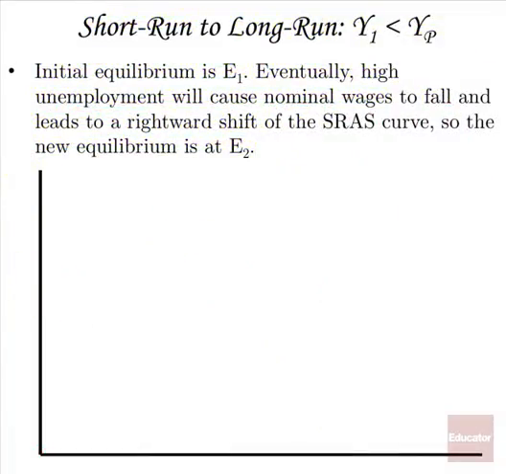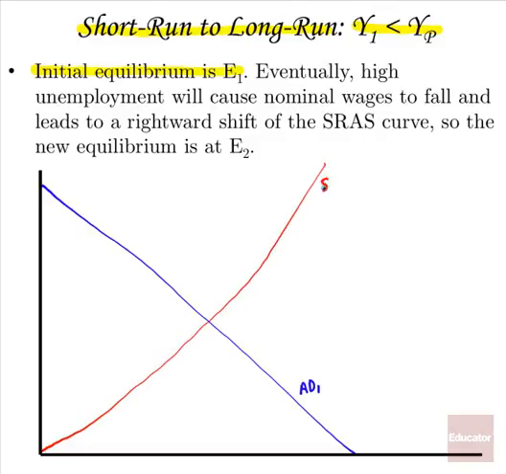Now, short run to long run. Let's look at the opposite scenario here, where Y1 is less than YP. So let's say the initial equilibrium is E1. Let's draw it as I'm going over so that you see what's actually going on. So let's say this is the aggregate demand, AD1, and you have the SRAS, and let's label this as E1. And remember, E1 is actually just Y1, the current output, and PL1.